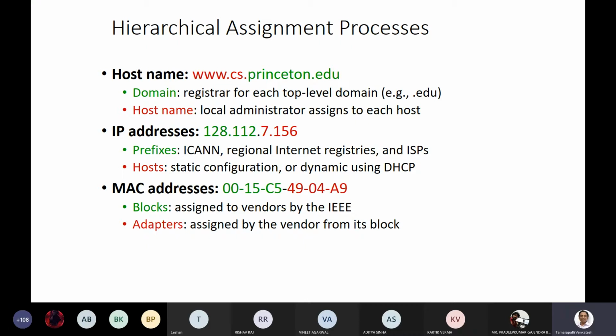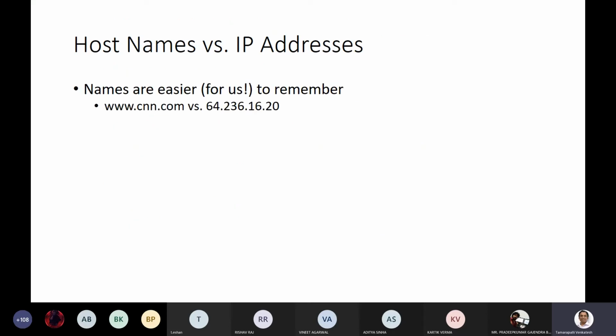And then in this block, again, the adapters are assigned individual addresses or identifiers by the vendor from its particular block. They can be distributed arbitrarily across the world. There is no need to follow any particular distribution pattern in these addresses.